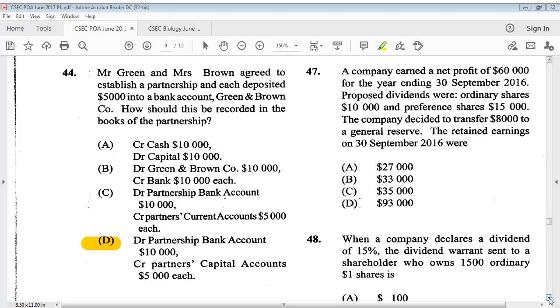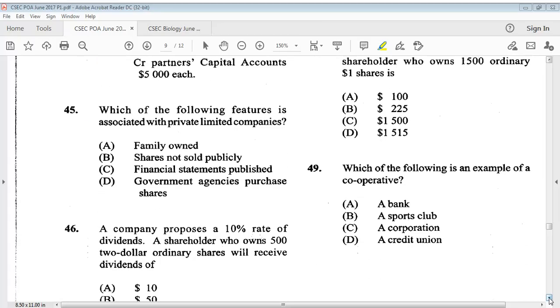Let's move on to 45. 45 says, which of the following features is associated with private limited companies? Is it A, family owned, B, shares not sold publicly, C, financial statements published, or D, government agencies purchase shares? We know that the answer is B, shares not sold publicly.